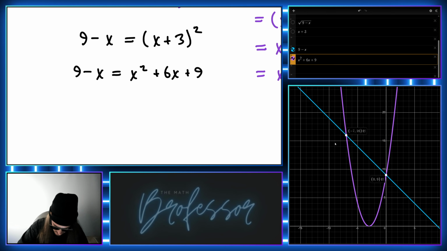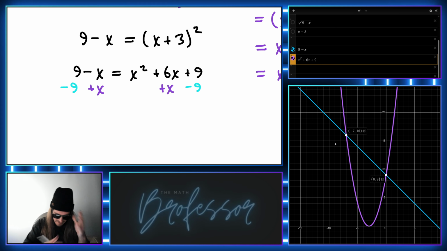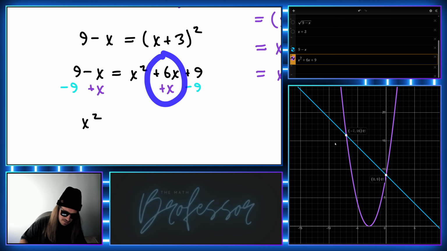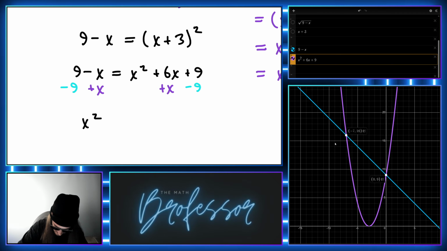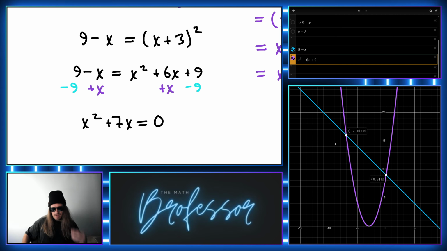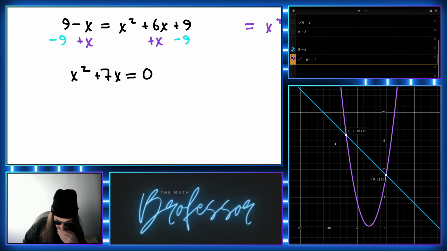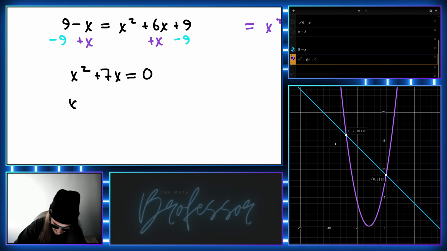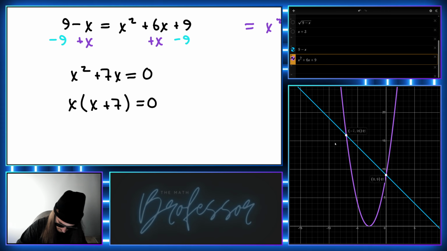All right, let's continue solving. In one step, I want to subtract 9 from both sides, and I'm also going to add x to both sides. I'm also just going to flip everything around and put the x squared first. X squared, 6x plus x is 7x, equals, the 9's cancel out on both sides, for a 0. How do we solve this? We solve this by factoring. Factor out an x. That leaves behind x plus 7. And then split up and solve each of these.